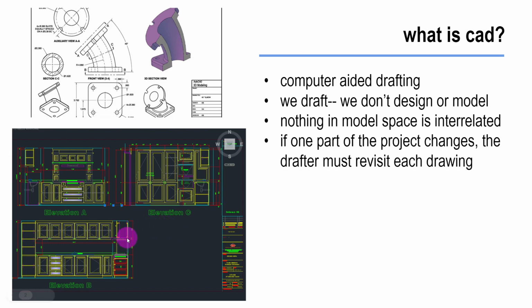So if my client decides that they actually want a different facade up here for the hood of this part with the oven and stove, I have to go and change it in this view and then also change it in the floor plan and potentially then change it in any structural plans if there's going to be a change to that there.